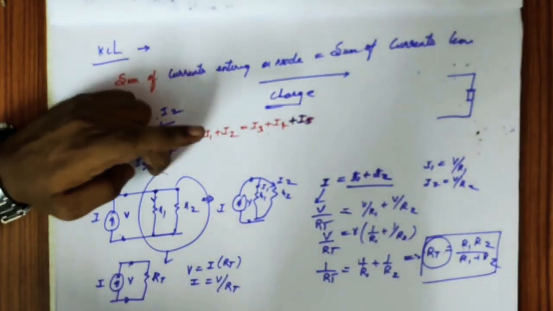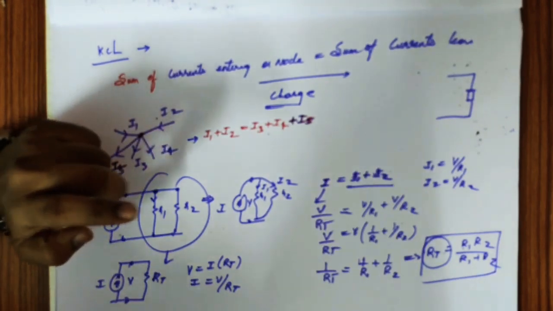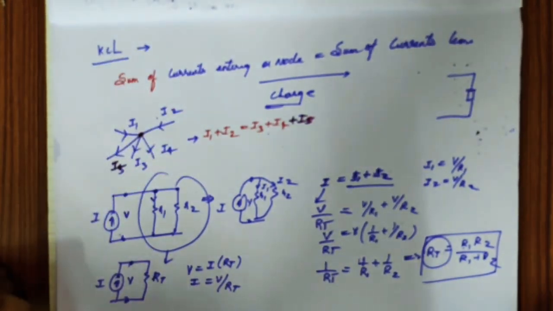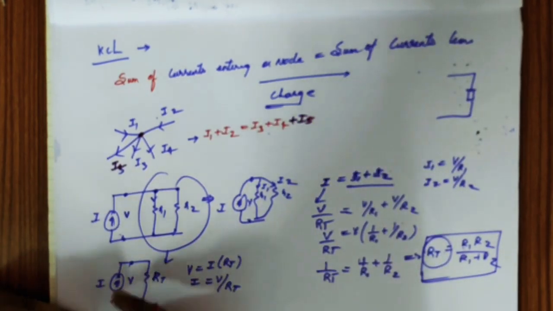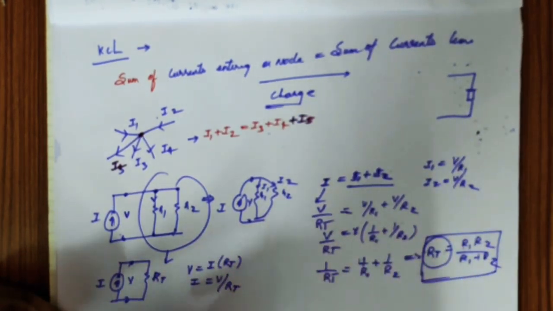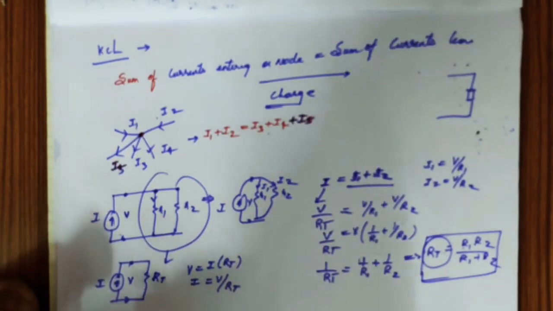Here we are satisfying KCL and we are getting this RT. And again, power delivered means V into I, and power dissipation means I square R. So this is about the KCL thing.